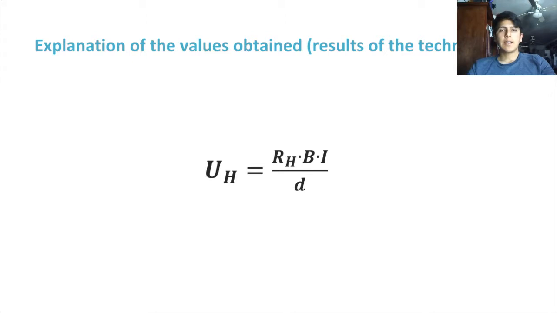Then the explanation of the values obtained. This force causes the charge carriers to accumulate in the upper or lower region of the conductor according to the direction of the current and the applied field. So that voltage, the so-called Hall voltage UH, appears between two points located on either side of the sheet.